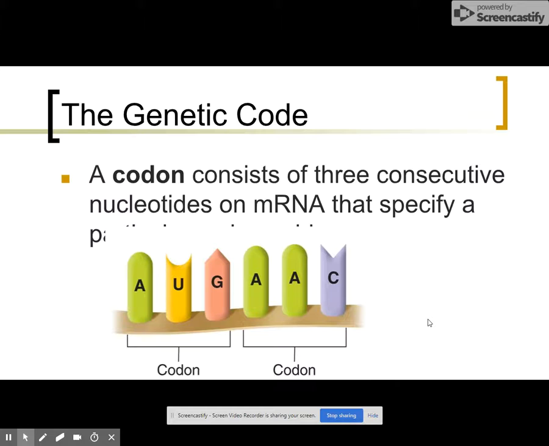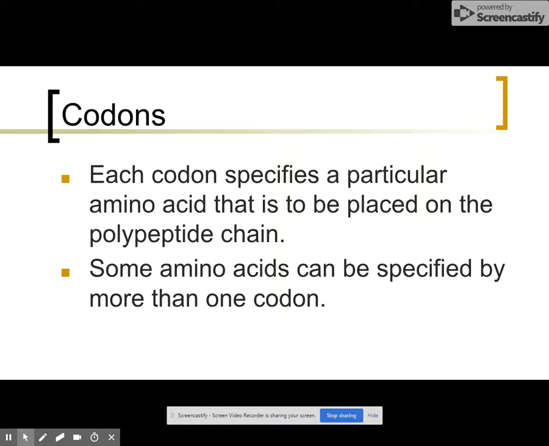And each one of those codons will specify a particular amino acid. So a certain amino acid. So that AUG, it stands for a certain amino acid. Same with the AAC. All right, so just like I said there, each codon specifies a particular amino acid, and that's going to go in order in a polypeptide chain. The order matters. Now, some amino acids can actually be specified by more than one codon.